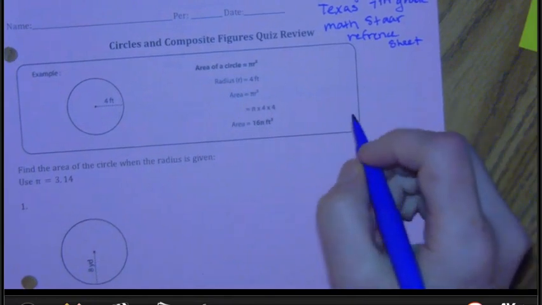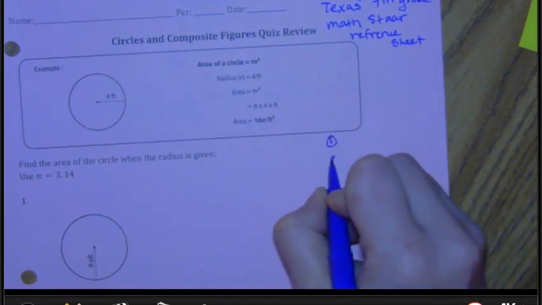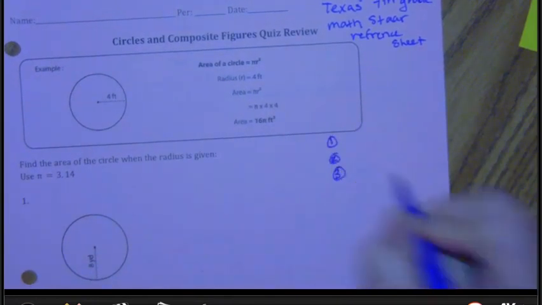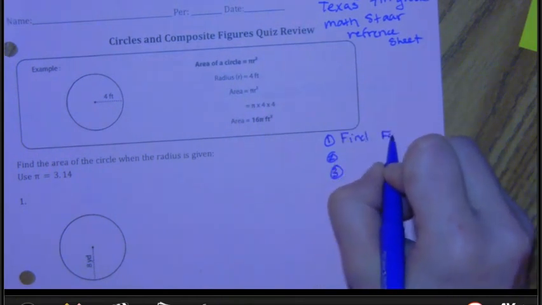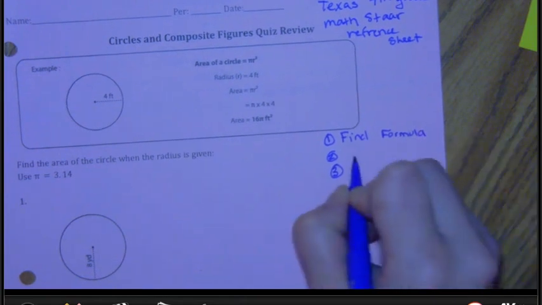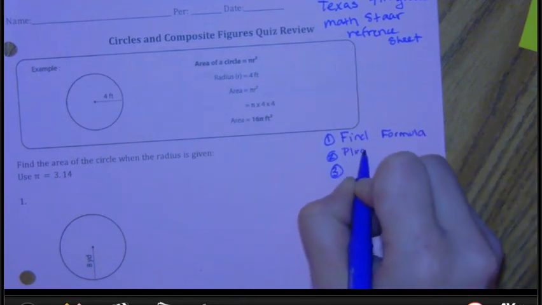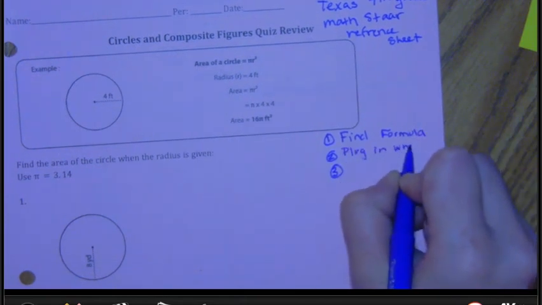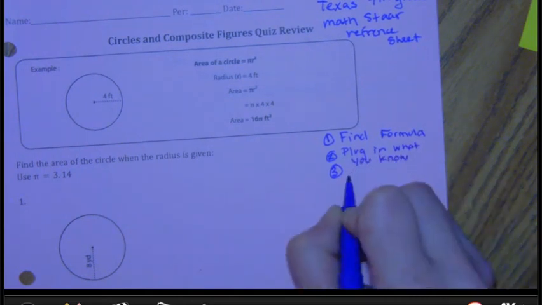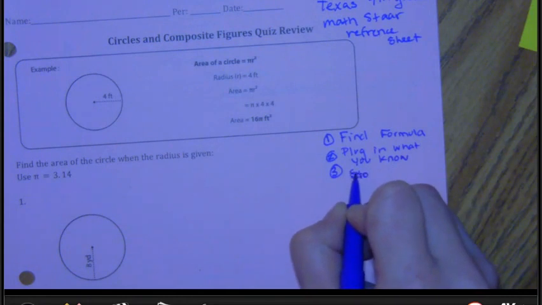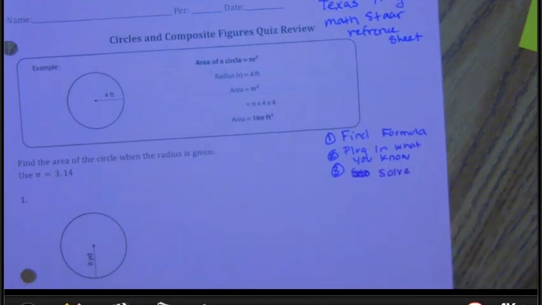All right, so before I continue, I'm going to write my 3 steps. Always, always, always remember your 3 steps. Step 1 is to find the formula. Step 2 is to plug in what you know. And step 3 is to solve.